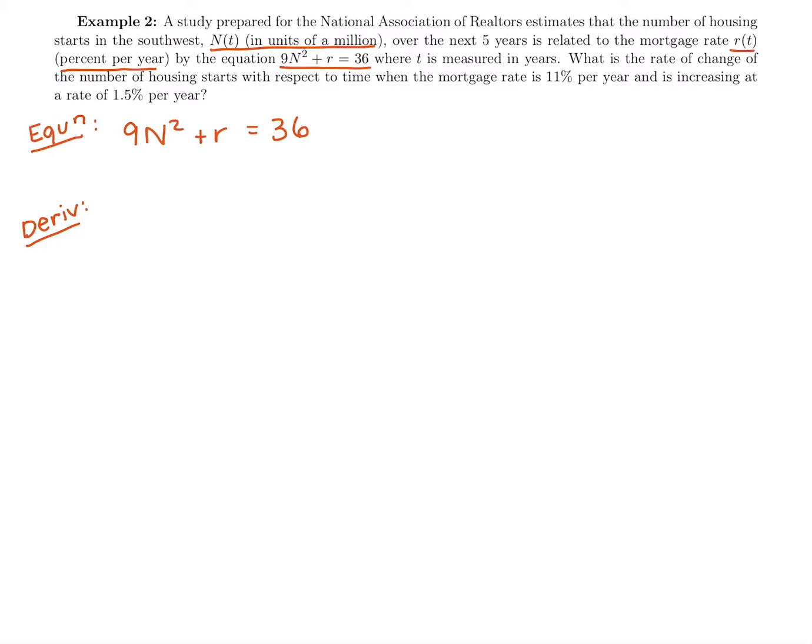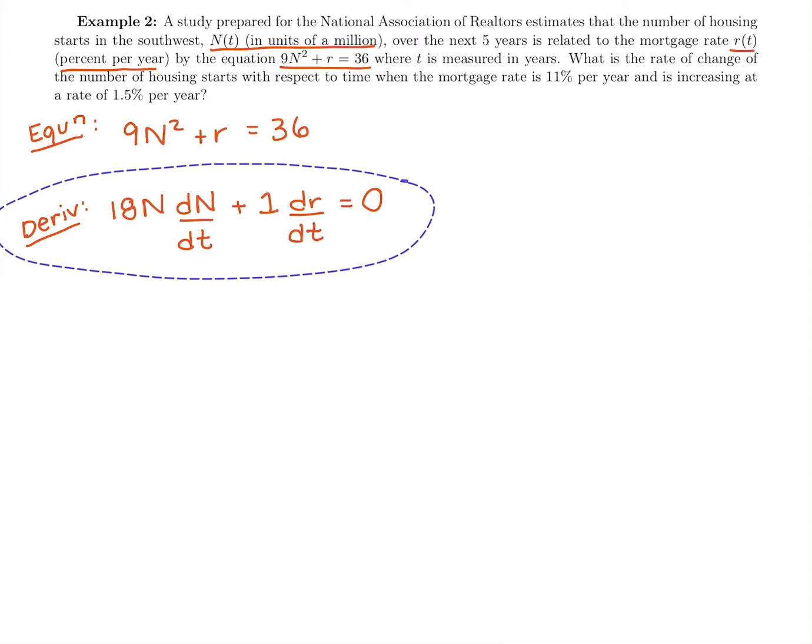With respect to time though, so I'm going to bring down the power. 9 times 2 is going to give me 18n dn dt. Derivative of 1r is 1 dr dt. Don't necessarily have to write that 1 because multiplying by 1 doesn't change anything. Equals the derivative of 36, which is 0. So there's our equation, its derivative that we're going to be plugging into.